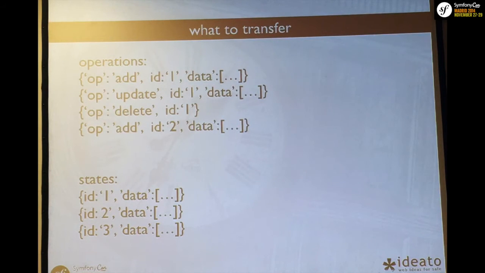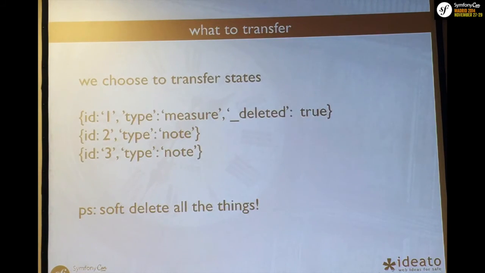And I just need to transfer it to the server. Okay, so we choose to transfer states. Basically, here's an example of the data passing through the wire. You have an ID, and a type, which allows you to identify which kind of record you're dealing with.